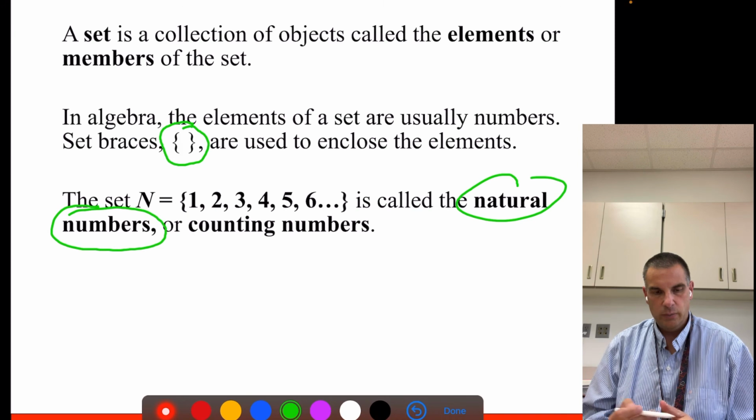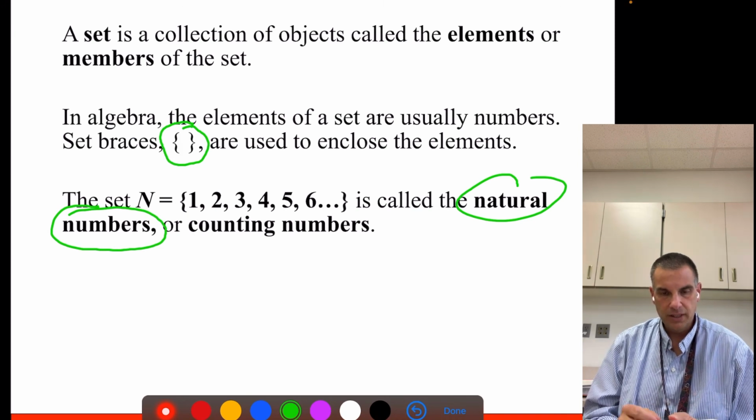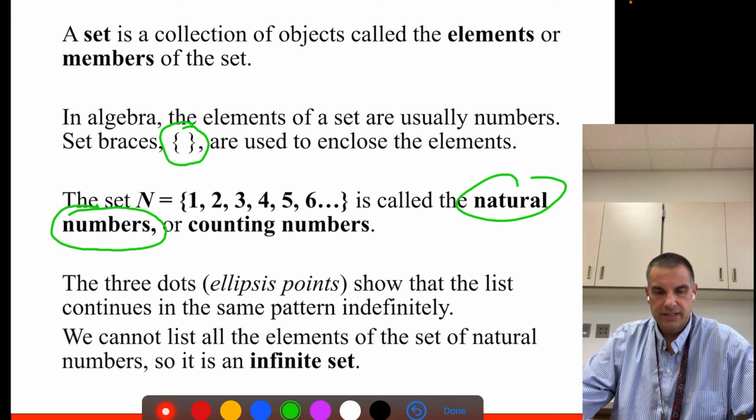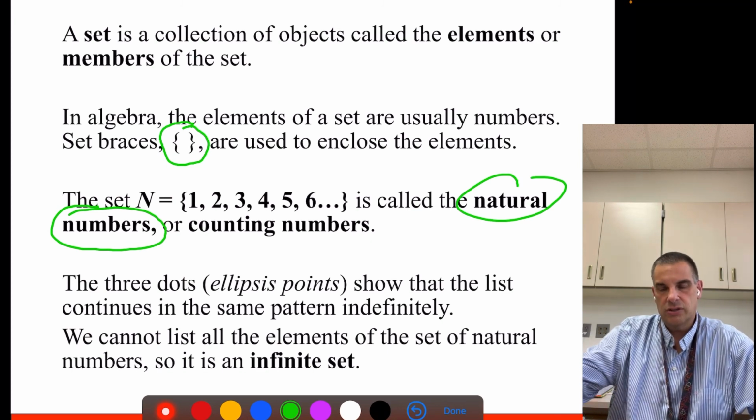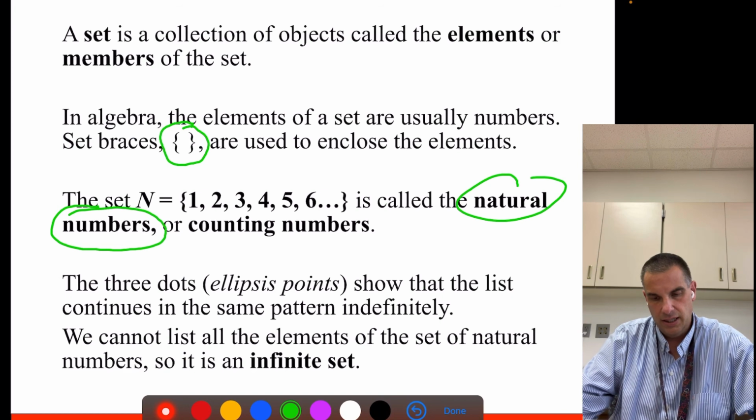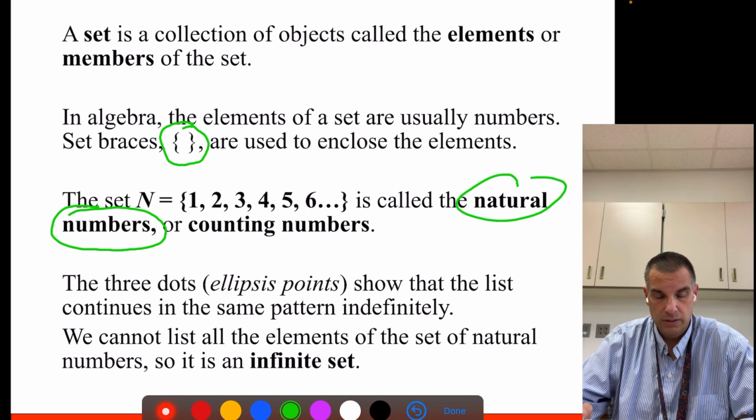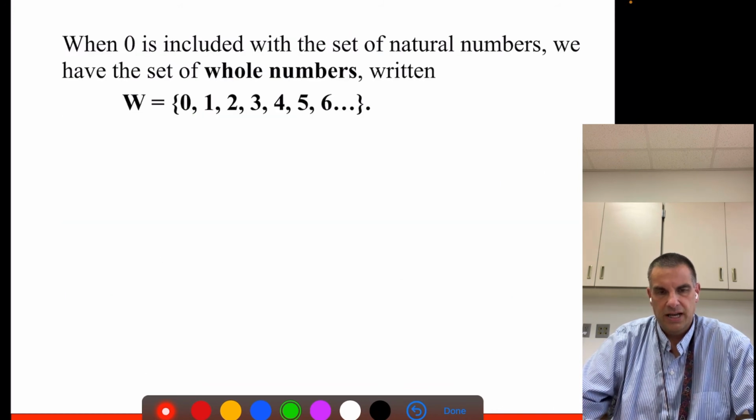So you'll see that we have the set N is 1, 2, 3, 4, 5, 6, and then a bunch of dots. In mathematics, those 3 dots mean that those numbers are going to continue in that same pattern indefinitely. So it becomes what we call an infinite set. You can put the dots out in front as well, which you'll see a little bit later. But that's what we call the natural numbers, your counting numbers, 1, 2, 3, 4, 5, 6, 7, 8, 9, and 10.